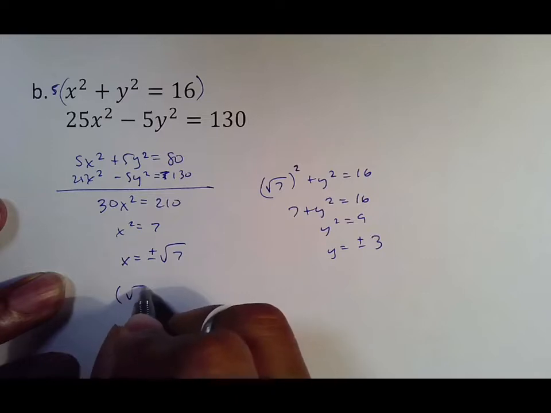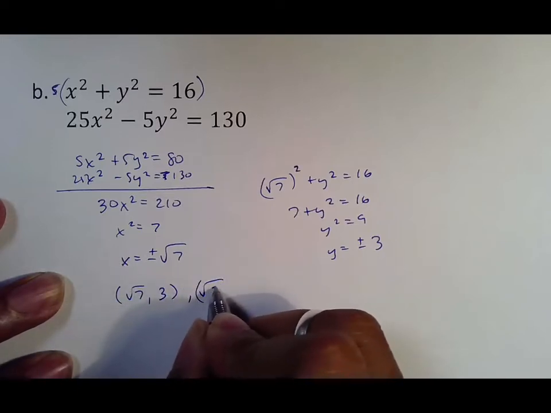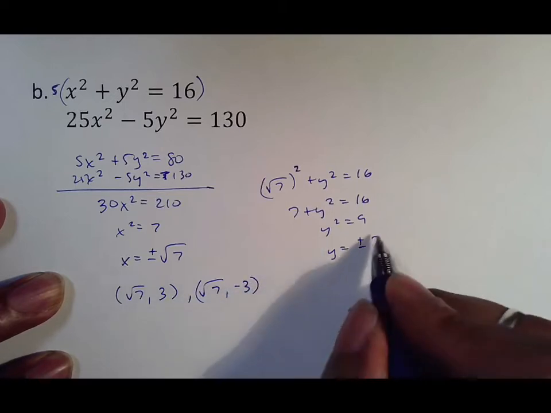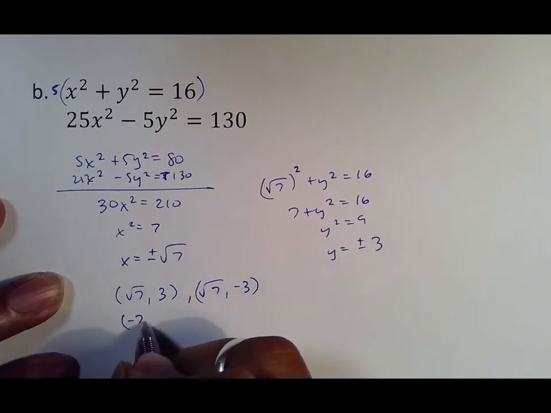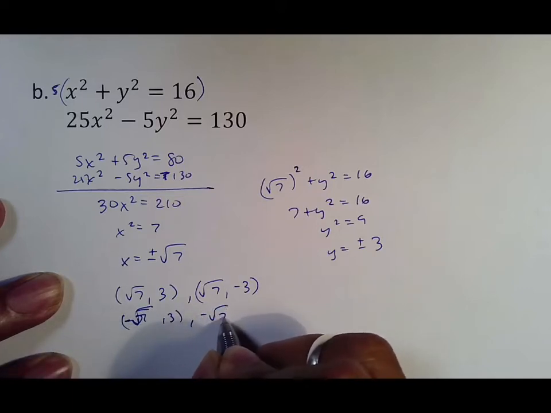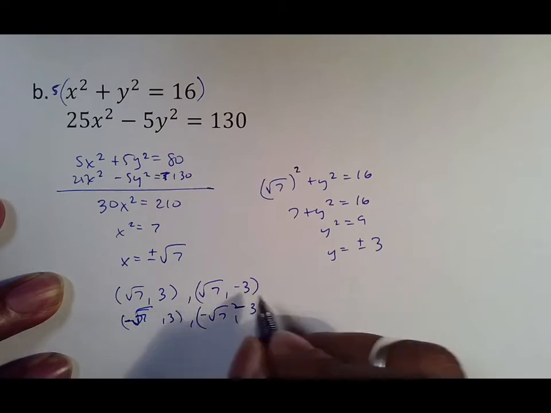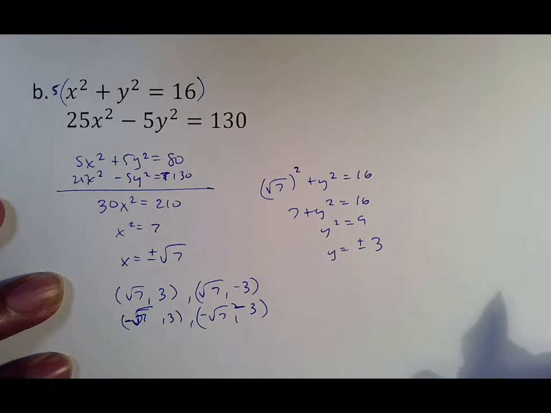To check it, I do want to make sure that it works down here, because what I have now is the fact that root 7 leads to 3 and root 7 also leads to negative 3, because, remember, it's plus or minus. Also, negative root 7 leads to 3 and negative root 7 also leads to negative 3. Those are your 4 points, just like I showed you earlier. Those are our values.